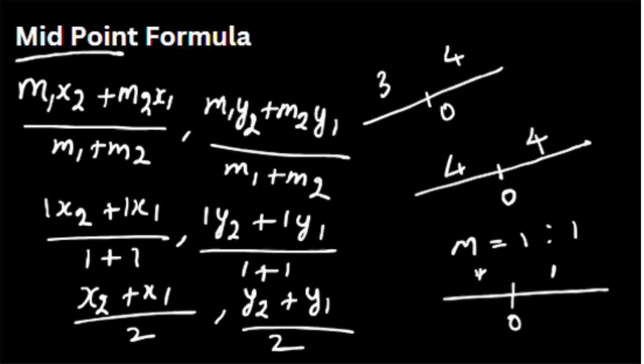That's all, students. This midpoint formula is very simple. You just have to add x1 plus x2 divided by 2, and y1 plus y2 divided by 2.